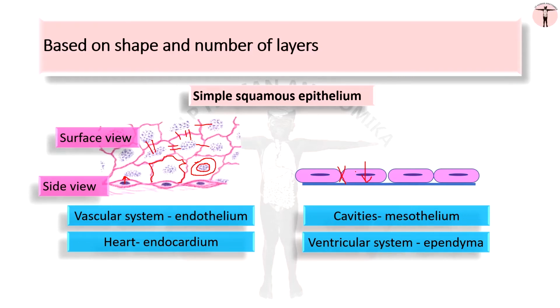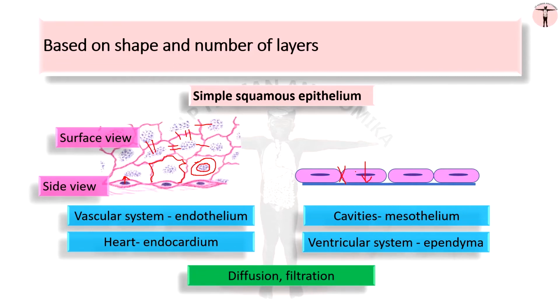Now, to talk about the functions, since the squamous epithelium comprises a single layer of thin cells, small molecules can easily pass through it. The process is called diffusion and filtration. Okay. So, when the gases pass through, we call it diffusion, and when the fluids are passing through the cell, we call it filtration.